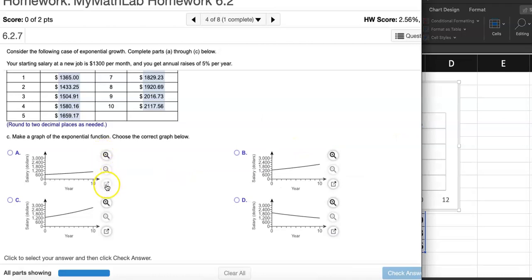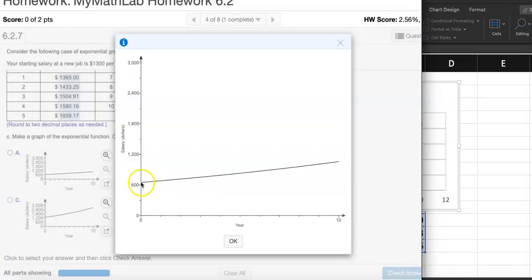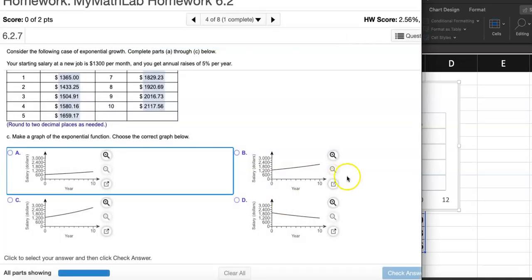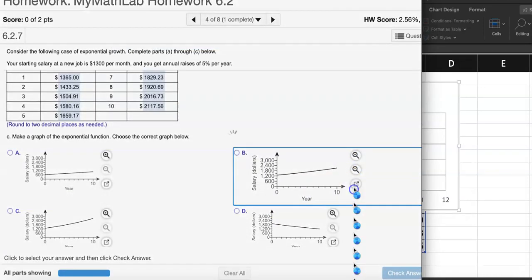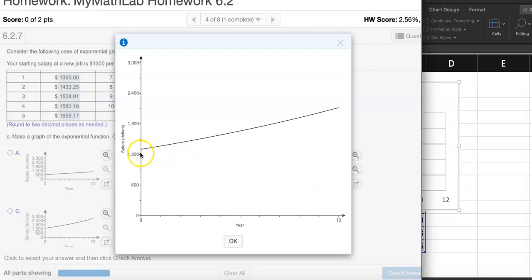So I'm going to go ahead and make each of these graphs go up big. Hey, you see the initial salary for this one is slightly over 600. That's not what we want. The initial salary should be in between. This may be it. It's above 1,200. Let me check the other one. Oh no, they look about the same.